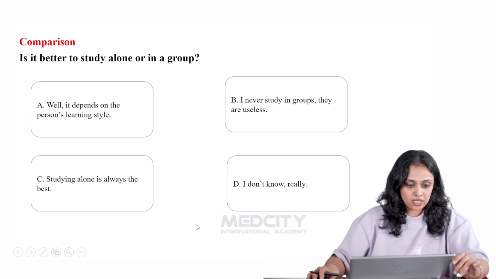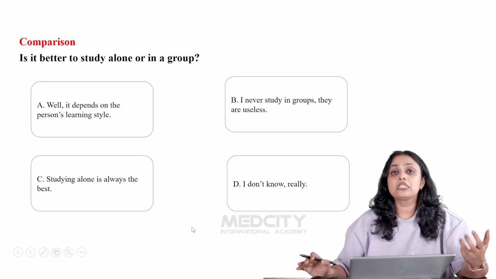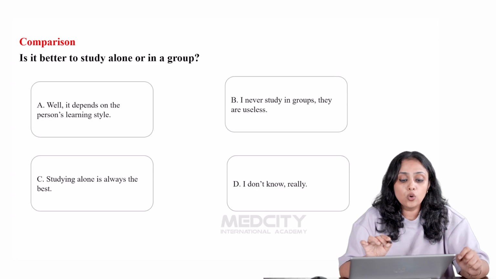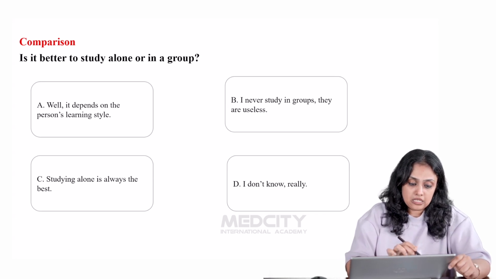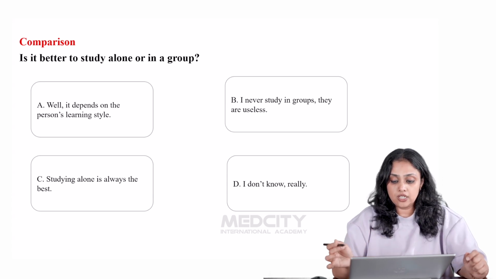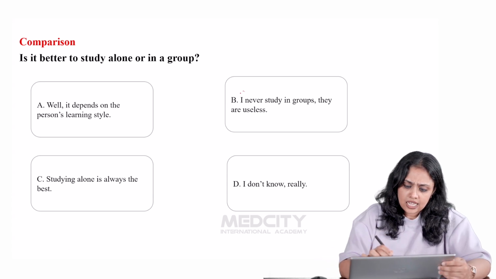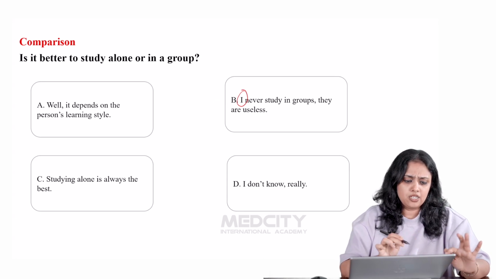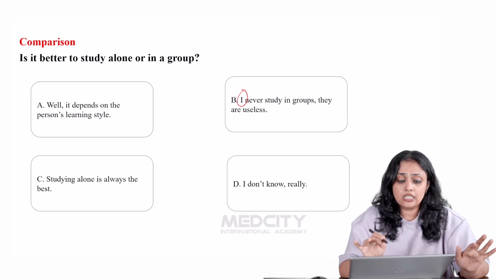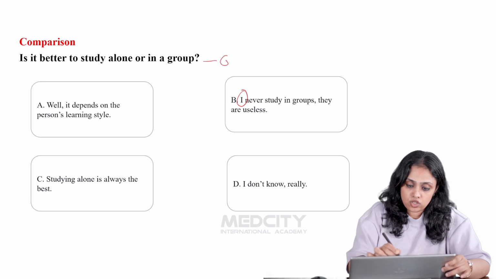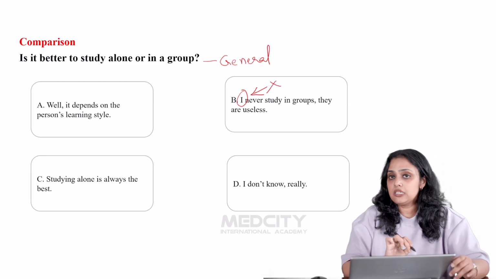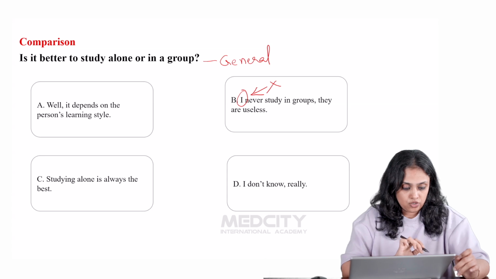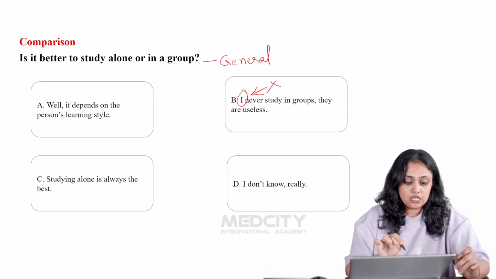Now moving on to the next one, comparison. If the question demands comparison, is it better to study alone or in a group? Now let's look at the options. Well, it depends on the person's learning style. B, I never study in groups, they are useless. But it's not a personal question. Is it better to study alone or in groups? It's a general question. But here you have made a personal choice. So that is incorrect. You've started off with a personal opinion, that personal choice. So that's wrong.